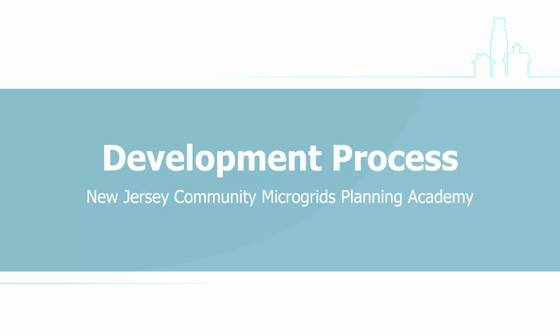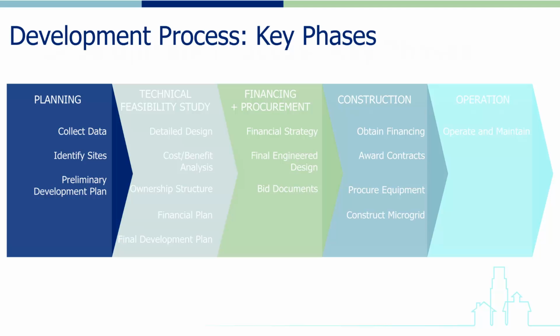All three sections work together to provide a solid introduction to what a microgrid is, how the process of developing a microgrid unfolds, and where microgrid planning fits in. The microgrid development process unfolds in 5 key phases.